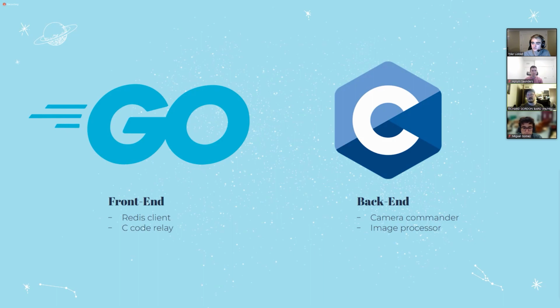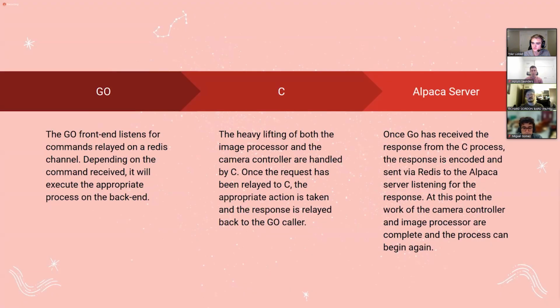C is a very great language for this. It's very fast and it's a workhorse, but it doesn't provide a lot of the useful things that a high-level language like Go does for interfacing with Python and Redis. So roughly the process looks something like this. We have the Go that listens for commands relayed on a Redis channel. Depending on the command received, it executes the appropriate command, or rather it forwards the appropriate command to C.